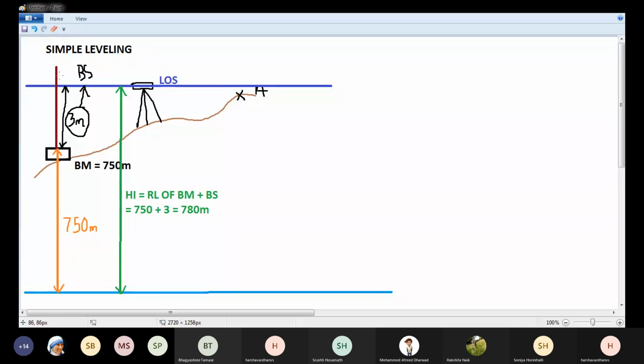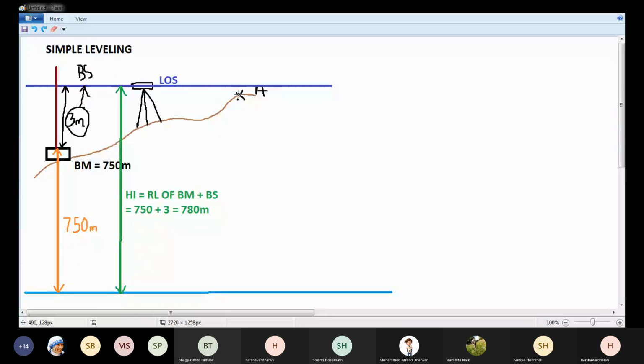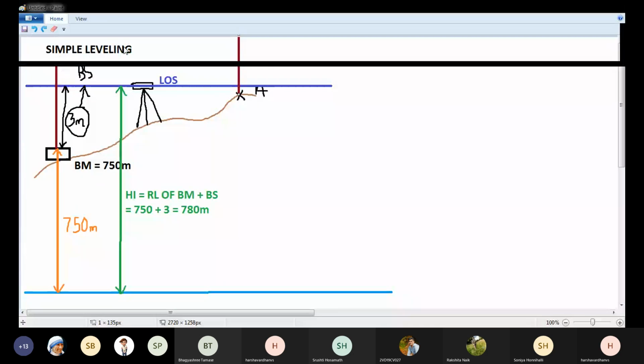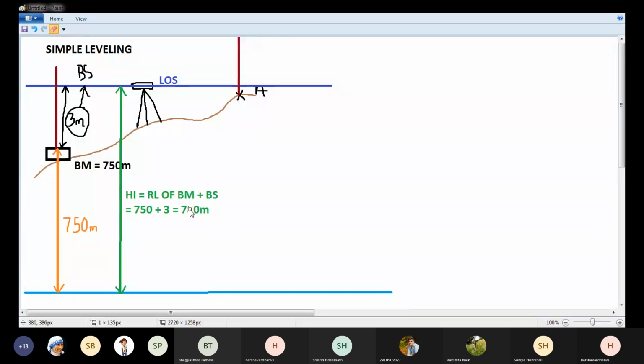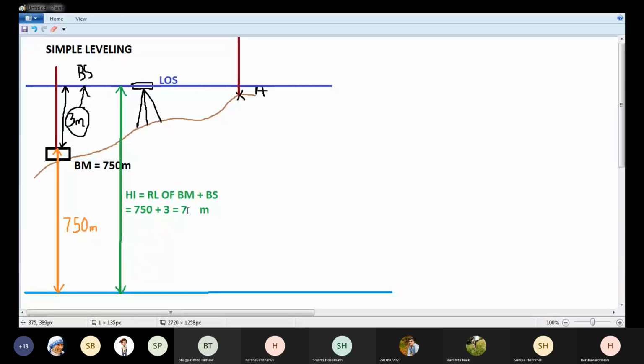So after taking the staff reading on the benchmark, I'll hold the staff on the point whose elevation I want to find out. So I'll hold the staff on point A. Sir, 753, sir. Okay, sorry, 750 plus 3, 753.